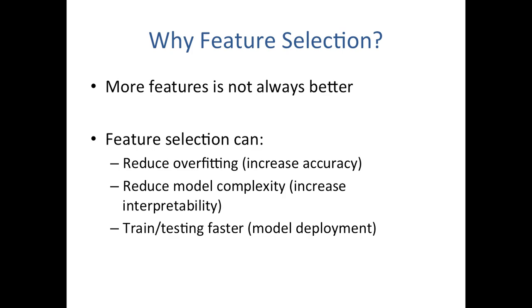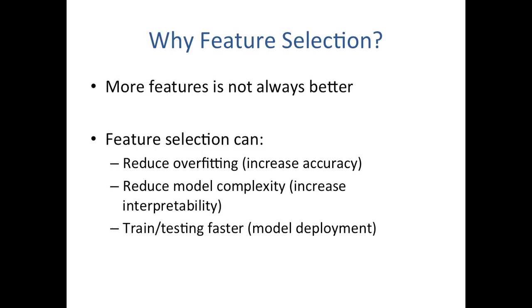Why is feature selection important? Basically, not always having more features is better. We've seen that oftentimes when we were running experiments, having too many features actually increased the variance so much that the final error in the model was much higher than the ideal.